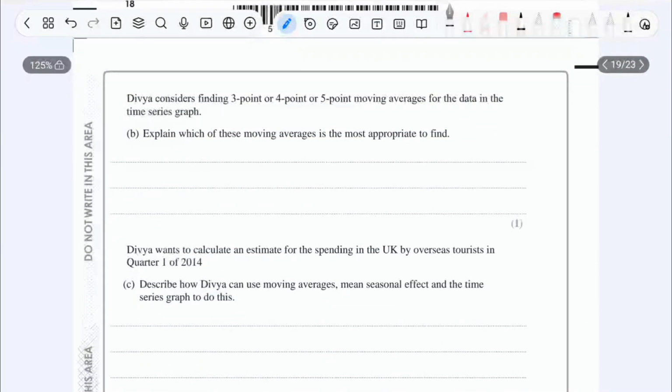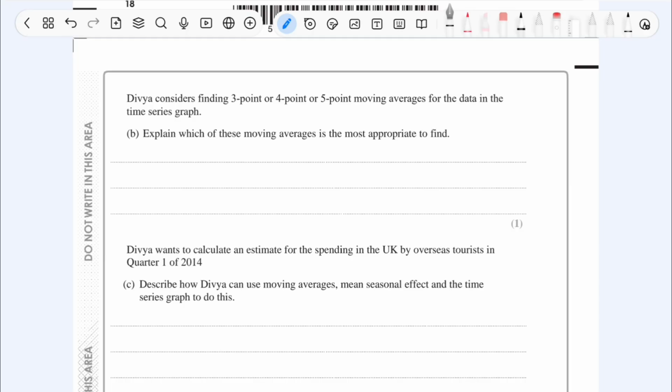Part B. Divya considers finding 3-point, 4-point, or 5-point moving averages for the data in the time series graph. Explain which of these moving averages is the most appropriate to find. I'm going to rephrase the question: Divya wants to find a moving point average. What is an appropriate number?